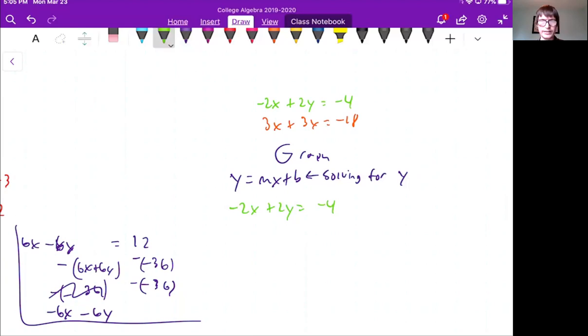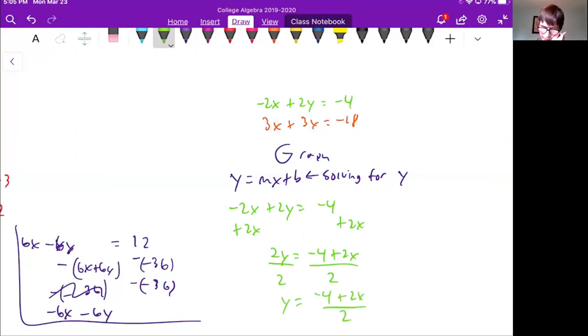We're going to get rid of that 2x on the left side, and it's being subtracted. It's a minus 2x, so we need to do the opposite of what it's doing. We're going to add 2x to get rid of it. So plus 2x, plus 2x. So we get 2y equals -4 plus 2x. Then we need to get rid of that 2, so we'll divide both sides by 2. We get y equals -4 plus 2x over 2.